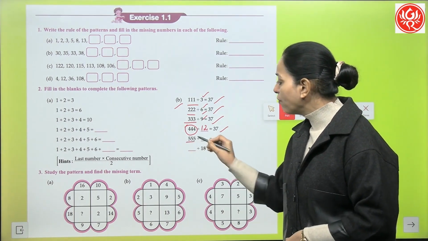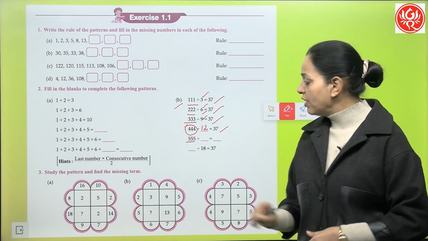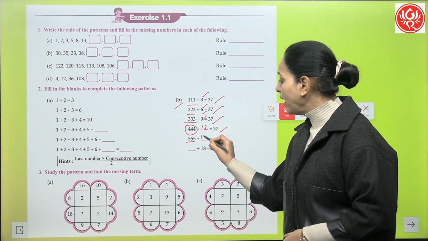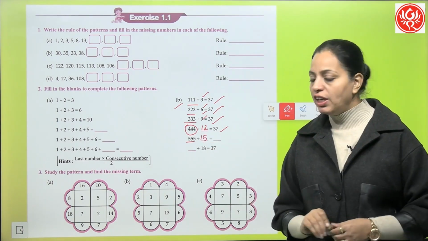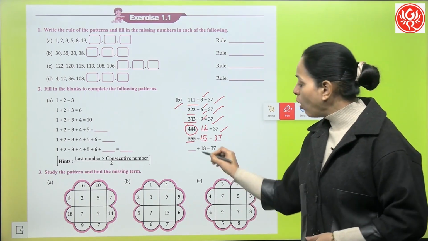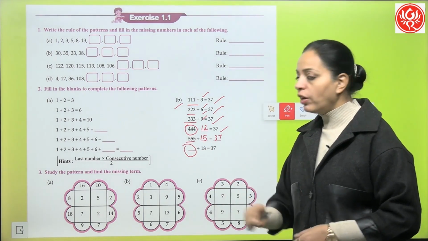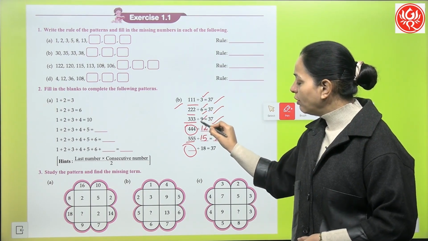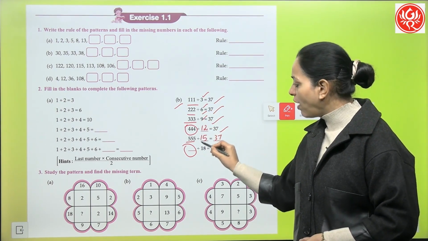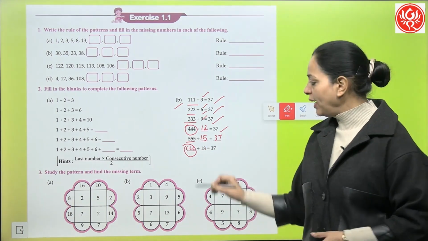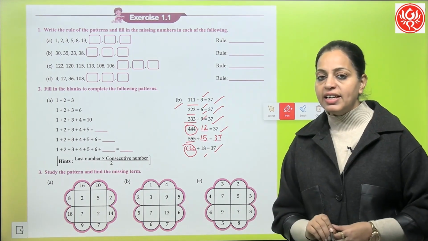Now what are we doing? 555. So divided by which number? This is divided by the next multiple, that is 15. Answer is 37. Now what should be the dividend over here? You see, 1, 1, 1, 2, 2, 2, 3, 3, 3, 4, 4, 4, 5, 5, 5. This is 6, 6, 6. Divide by 18, that is 37.